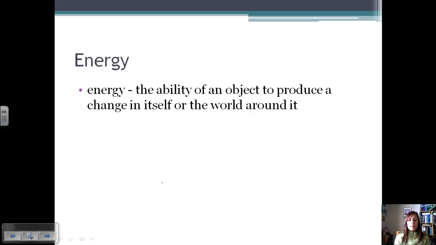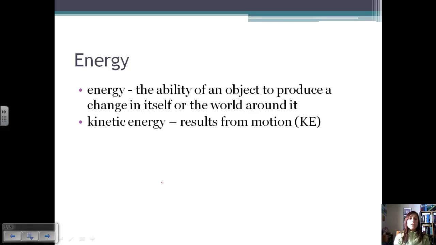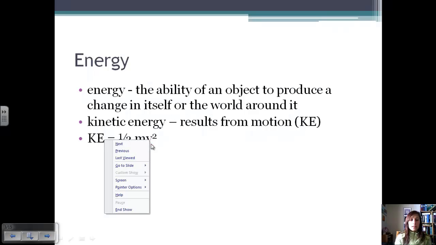So when we talk about the system, is the system doing work or is the world doing work on the system? And energy, in our case, involves kinetic energy, which is the energy of motion, which we're going to abbreviate as KE. And so kinetic energy is equal to 1/2 times the mass of the object times its velocity squared. And just the velocity term is squared, not the entire equation, just velocity.